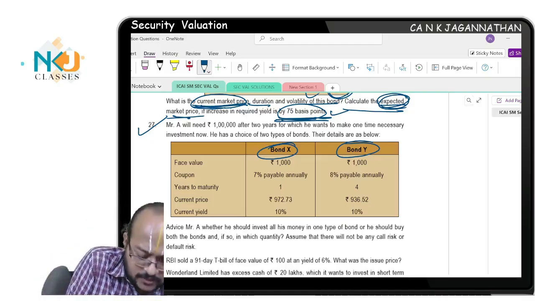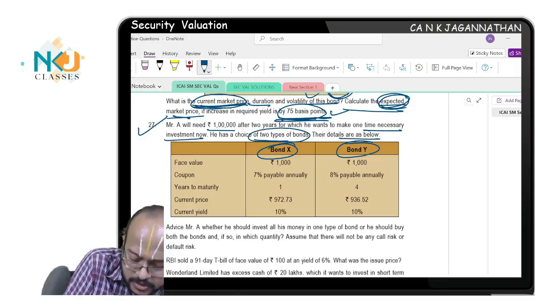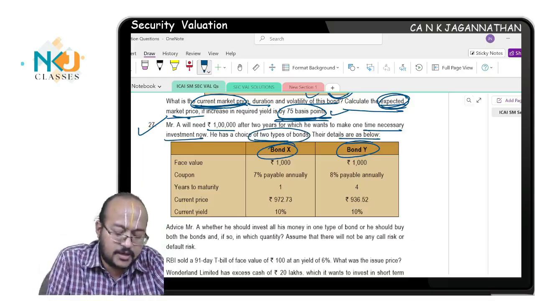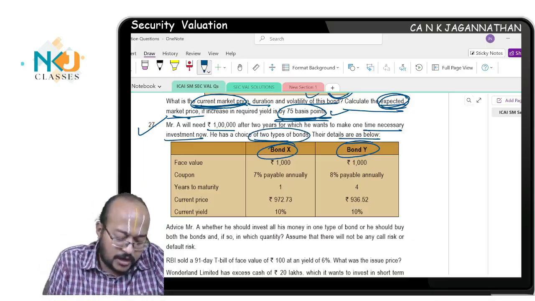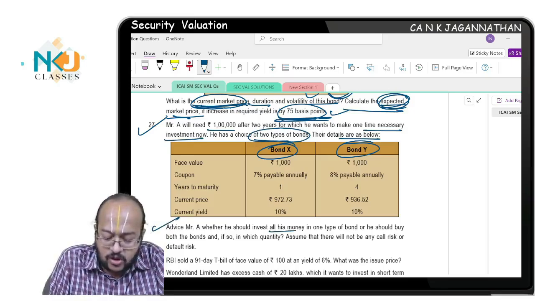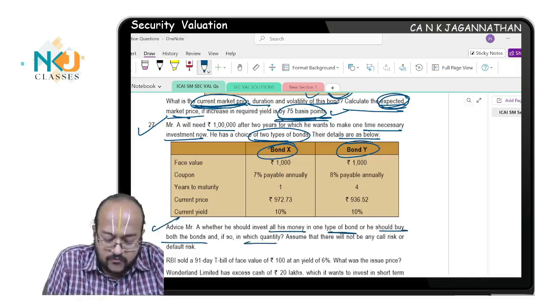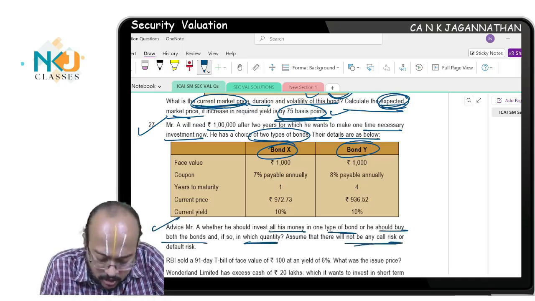Anyway, Mr. A will need 1 lakh after 2 years, for which he wants to make a one-time investment now. He has a choice of 2 types of bonds. The details are as below. Face value, coupon, years to maturity, current price, current yield, everything is given. Advise Mr. A whether he should invest all his money in one type of bond or buy both the bonds, and if so, in which quantity. Assume that there will not be any call risk or default risk.